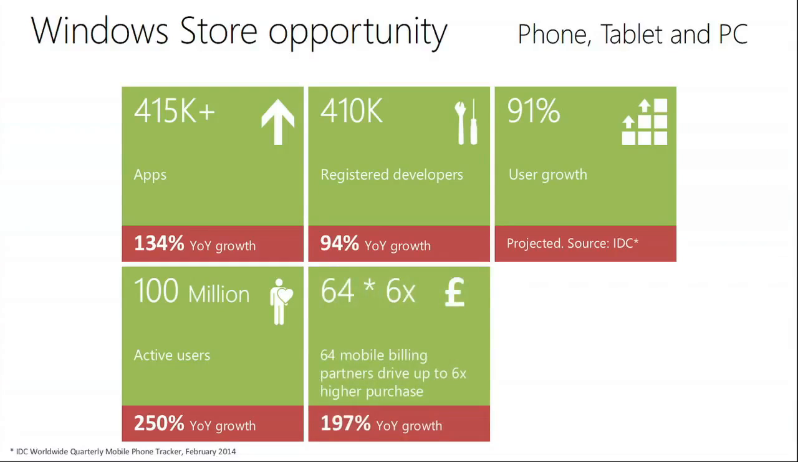Again, what we've done with Windows Phone is this really cool thing called mobile operator billing. I don't know if you've implemented this. No, I don't think so. And we've got 64 mobile billing operators now available in the world, where carriers such as O2, Vodafone, Orange, EE, AT&T can add in mobile billing payments.